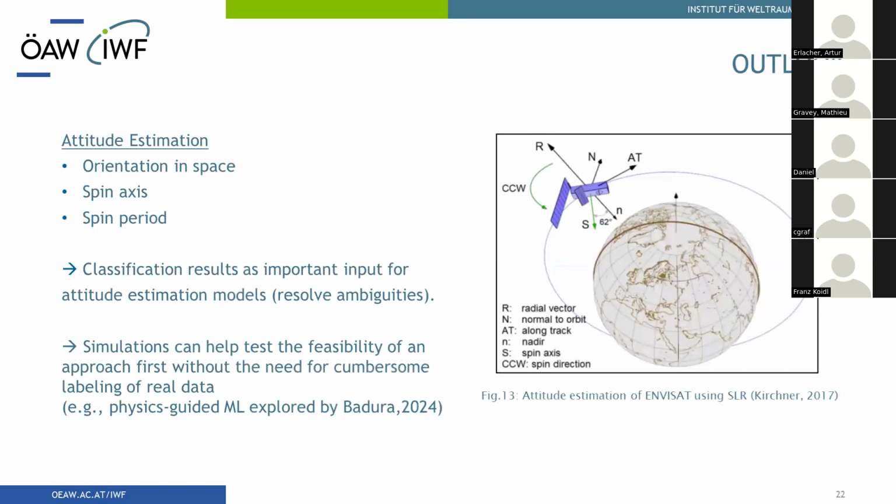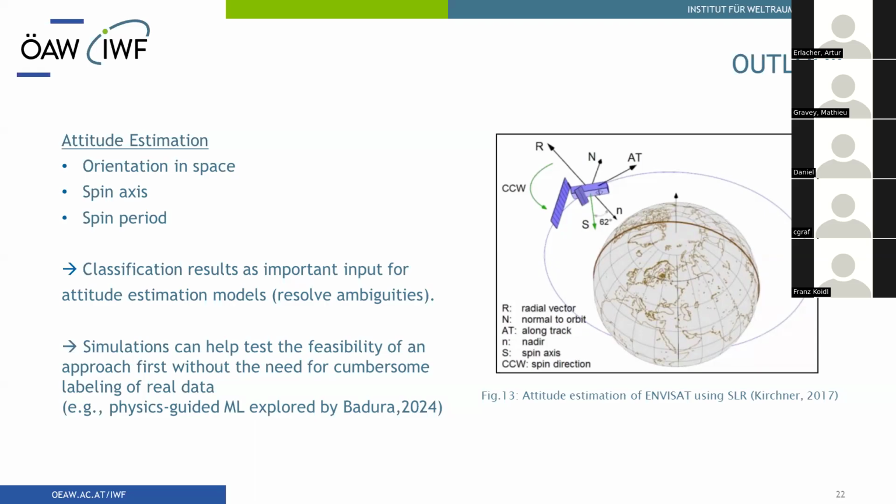And I want to close the talk, bringing it to an end with an outlook. Today I talked about classification and that I'm, for example, interested in the shape of objects. But there's a bigger picture why we are making these efforts. Having knowledge about the spin behavior and the type and the geometry of an object is important input for our larger effort, so to say, which is attitude estimation. We want to know how the object is oriented in space, how its spin axis is oriented, and what its spin period is.